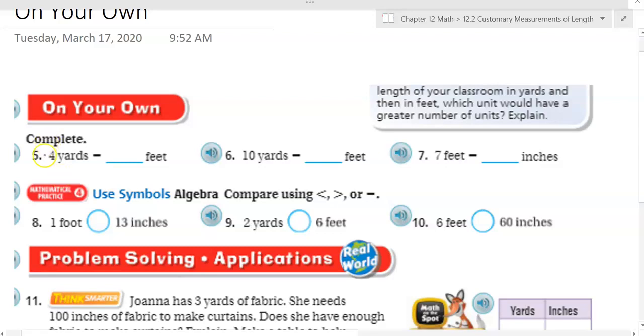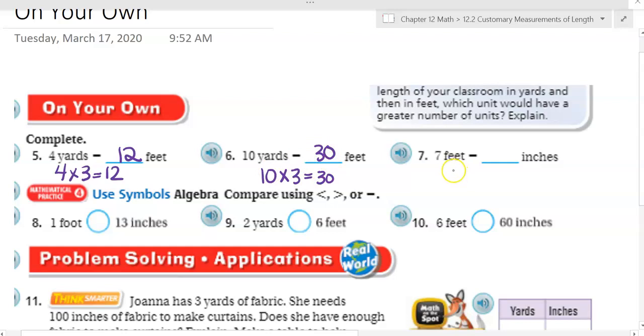Okay, welcome back. We are looking at the on your own section. We have 4 yards equals how many feet? Well, there are 3 feet in a yard. I'm going to do 4 times 3 equals 12. I have 12 feet in 4 yards. 10 yards. I'm going to take 10, multiply by 3 because I'm changing to feet. 10 times 3 is 30. So there are 30 feet in 10 yards.